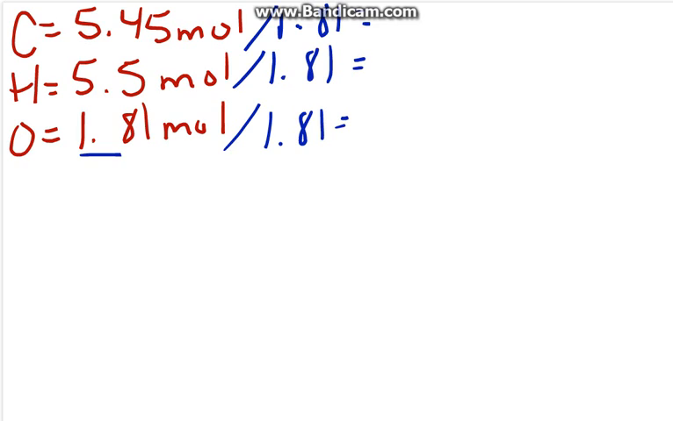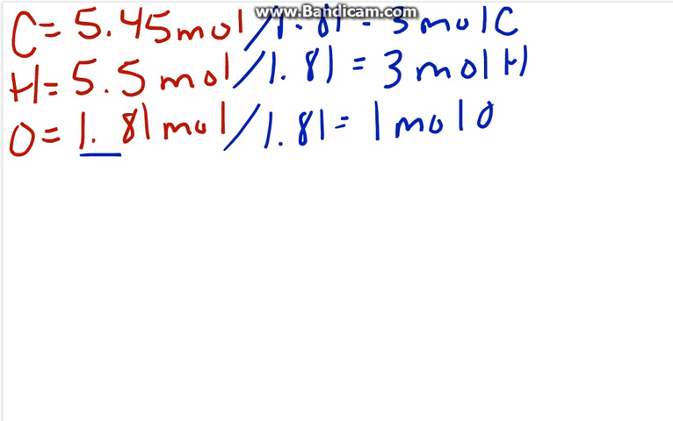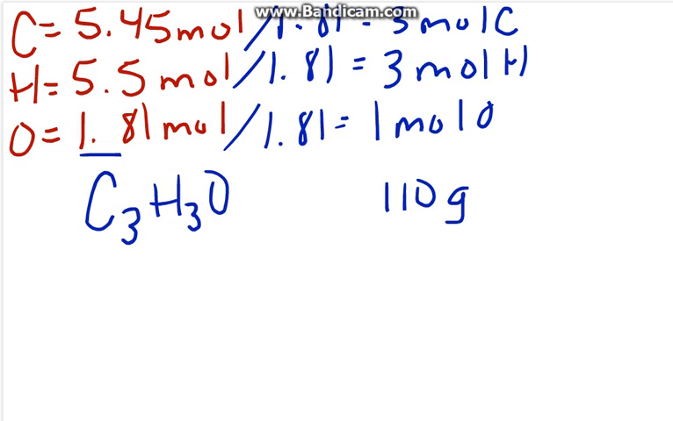Let me put this in my little calculator real fast. So for carbon, we have 3 moles. For hydrogen, we also have 3 moles. For oxygen, you have 1 mole. Okay? Now we have our empirical formula, C3H3O.